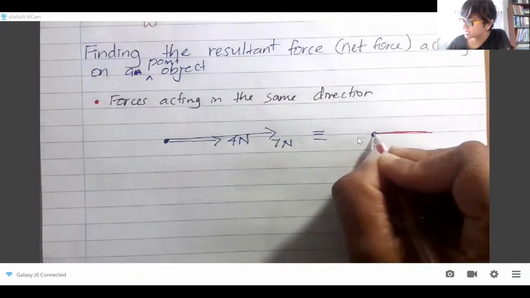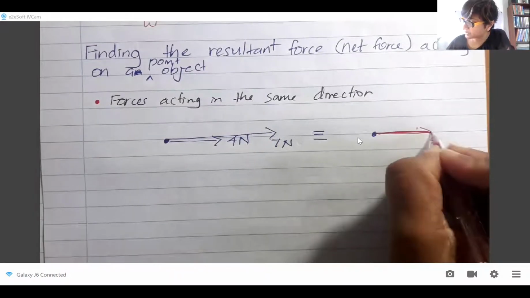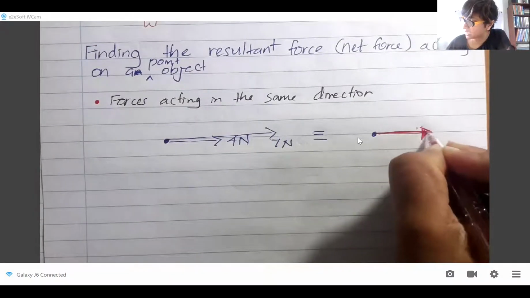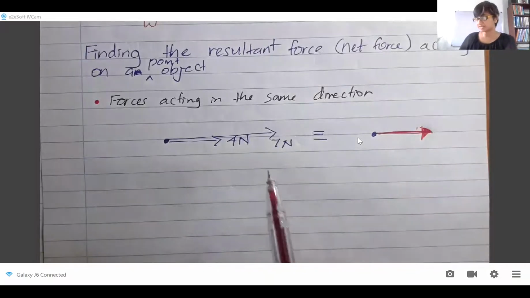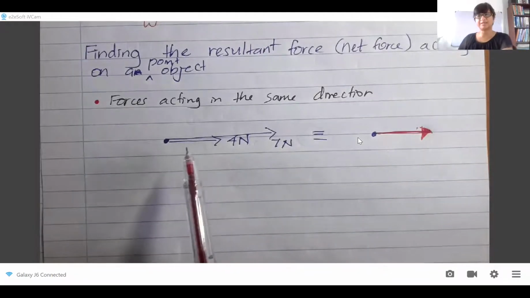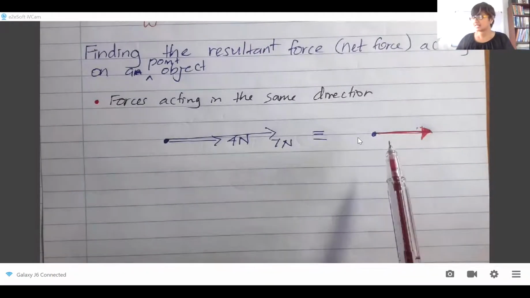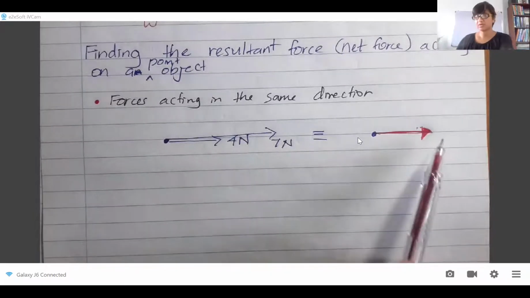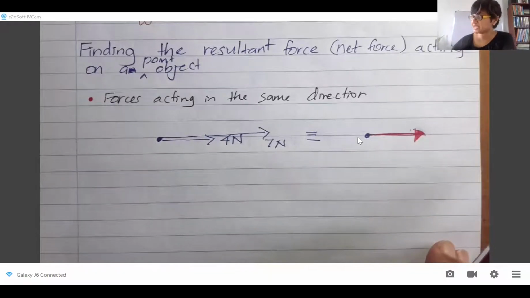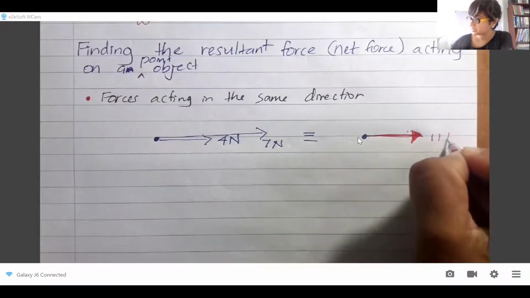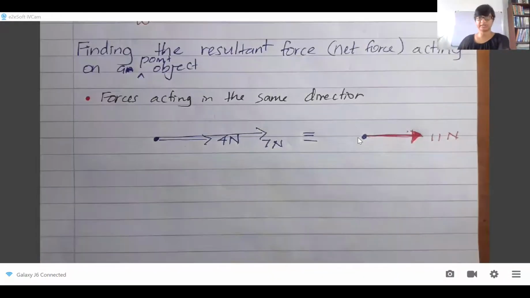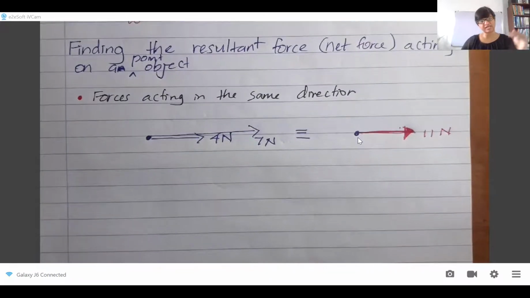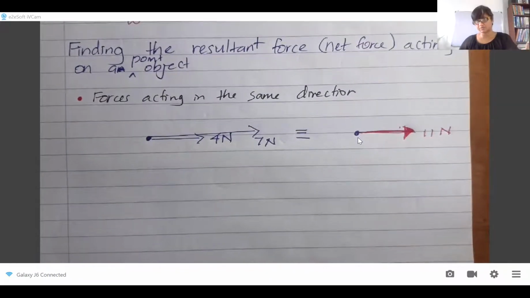So to indicate the resultant, I'll put a big red arrow like this. What I'm saying is that these two forces can be replaced with this single force. This force is equivalent to having these two forces. What would the size of that force be? 11 newtons. You simply add them. 7 plus 4, 11 newtons. So if forces are acting in the same direction, you simply add them to find the resultant.